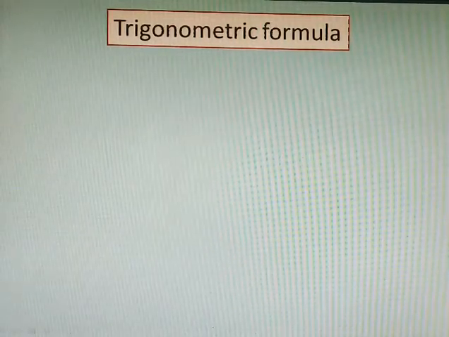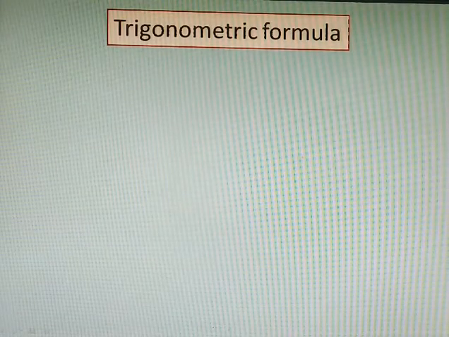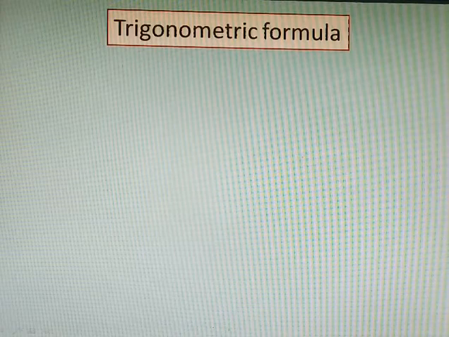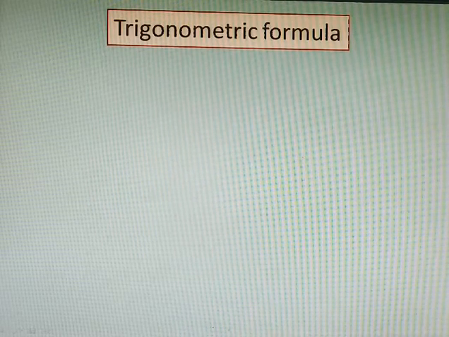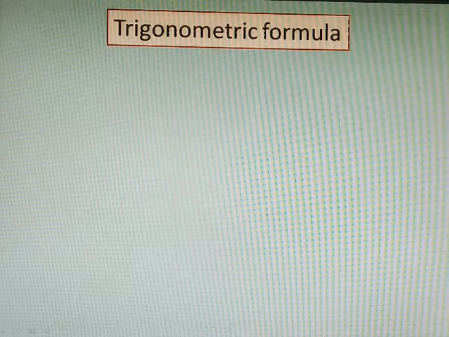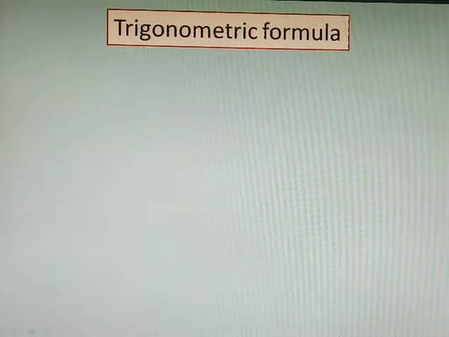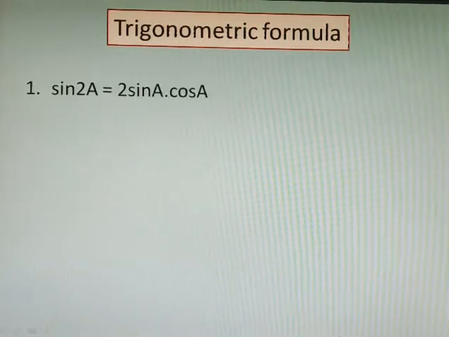Hello students, addressing some of your requests, let me introduce some trigonometric formulas that you need to know before sitting for the C examination. So let me start with formula number 1.